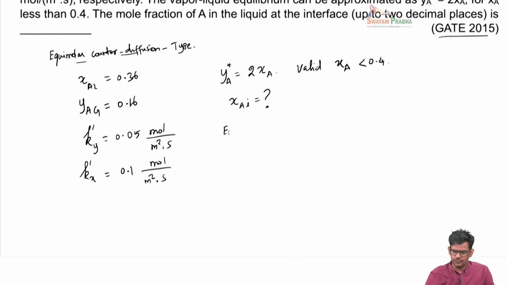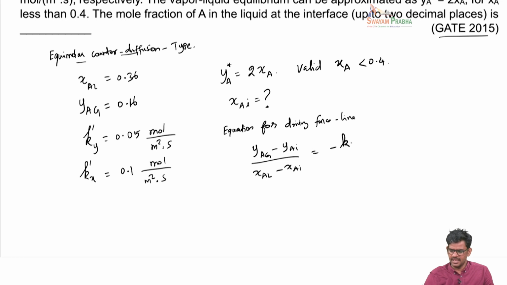So the equation for the driving force line is YAG minus YAI by XAL minus XAI is equal to minus KX by KY with a prime. Okay, so this is equal to minus 2, because it's 0.1 by 0.05, it's 2, minus 2.